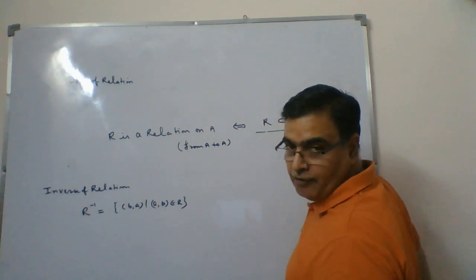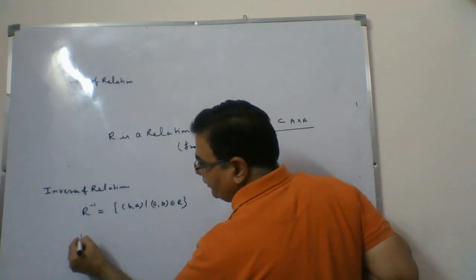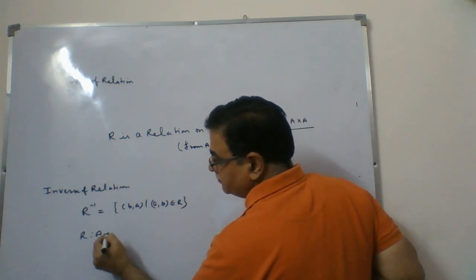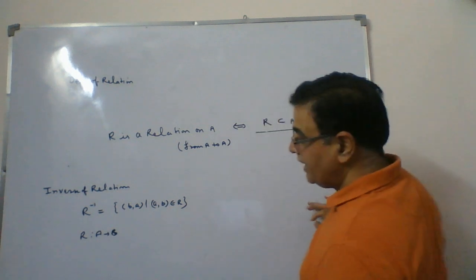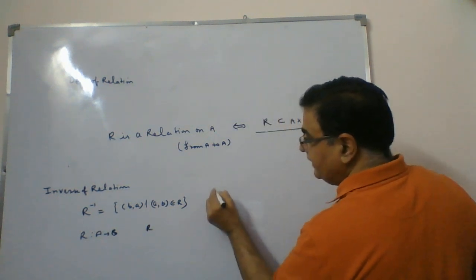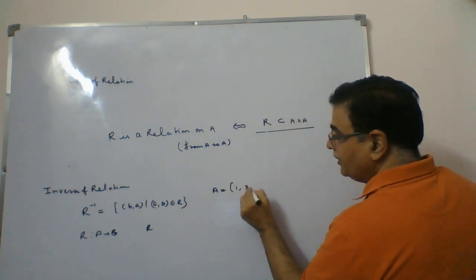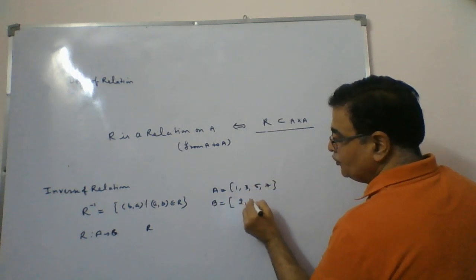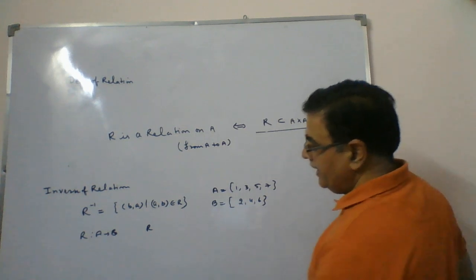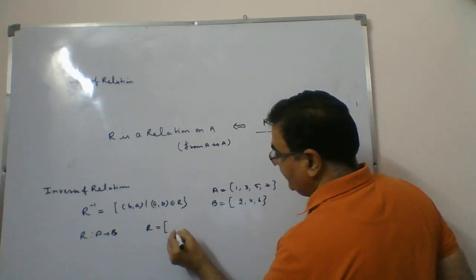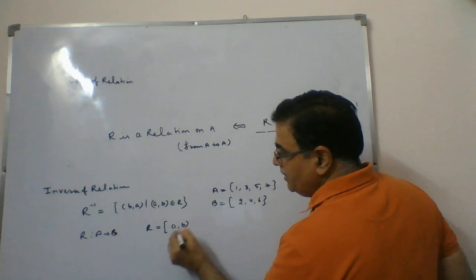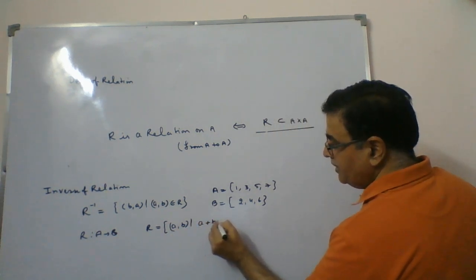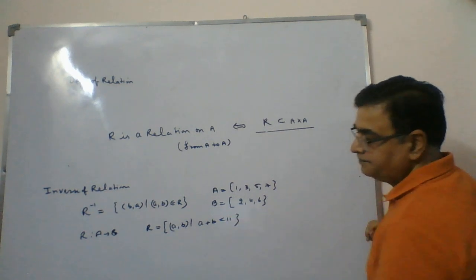Whatever relation you have calculated, for example, I'll take one relation going from A to B. How is this relation defined? The A set I am taking, let it be 1, 3, 5 and 7. And B is another set, let it be 2, 4 and 6. And the relation R is given by (A, B), where A plus B is less than 11.